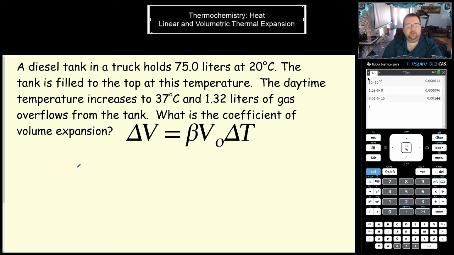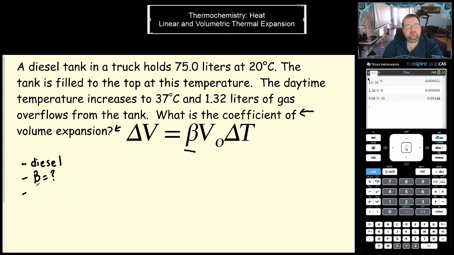Let's go ahead and try this problem out. A diesel tank in a truck holds 75 liters at 20 degrees Celsius. So let's start off by writing down our known values. Okay, it's diesel, so I know I'm probably going to have to find the beta value for diesel. Actually, no, because it's asking us what is the coefficient of volume expansion. So beta, that's what we're trying to find. What is the volume coefficient for diesel?